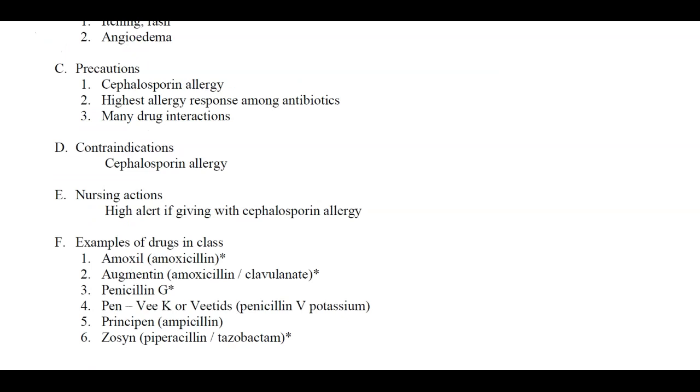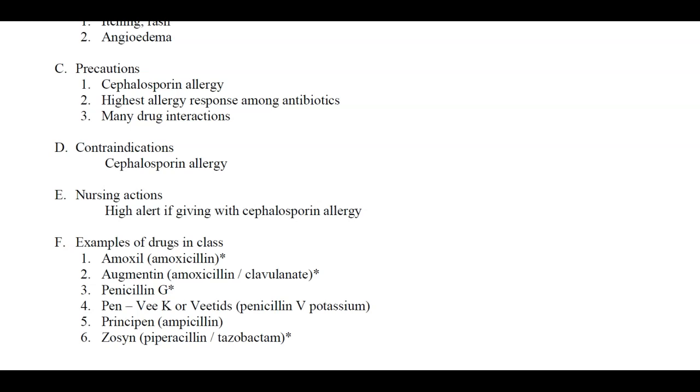Some precautions: cephalosporin allergy, another beta-lactam antibiotic, so similar structure and similar mechanism of action. Also, penicillin has the highest allergy response among antibiotics, so it is very common to have a penicillin allergy, and it has many drug interactions. Contraindications: cephalosporin allergy, this other beta-lactam antibiotic, there's an incidence of cross-reactivity of about 1% to 4%. So we need to always make sure we assess for reaction.